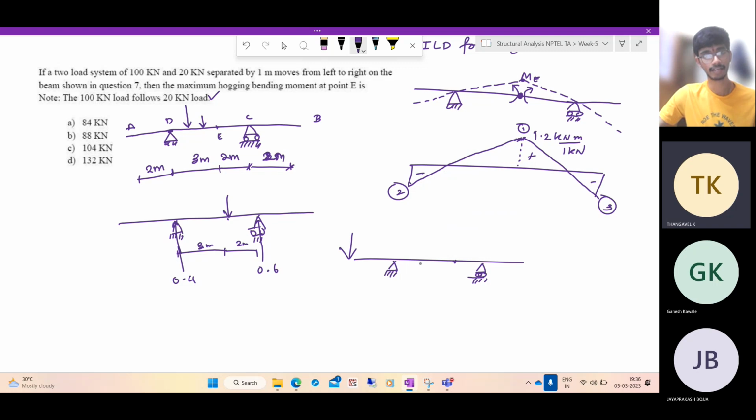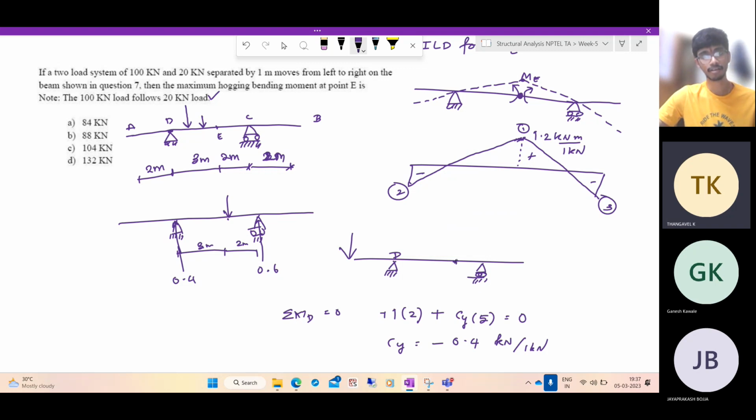If we take moments about the point D, you'll get sigma MD equal to 0, which means this will create a counterclockwise moment. So plus 1 into 2 plus Cy into 5 equal to 0. So Cy is equal to minus 0.4 kilonewtons for 1 kilonewton. And if Cy is minus, this is acting downwards.